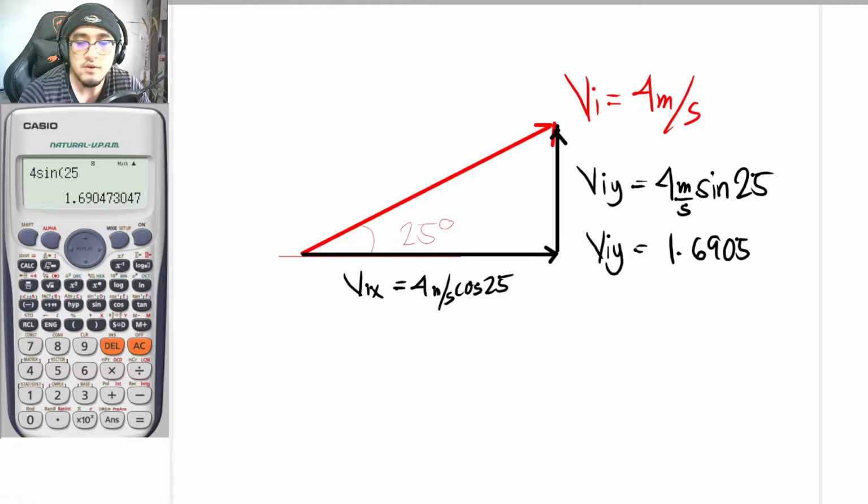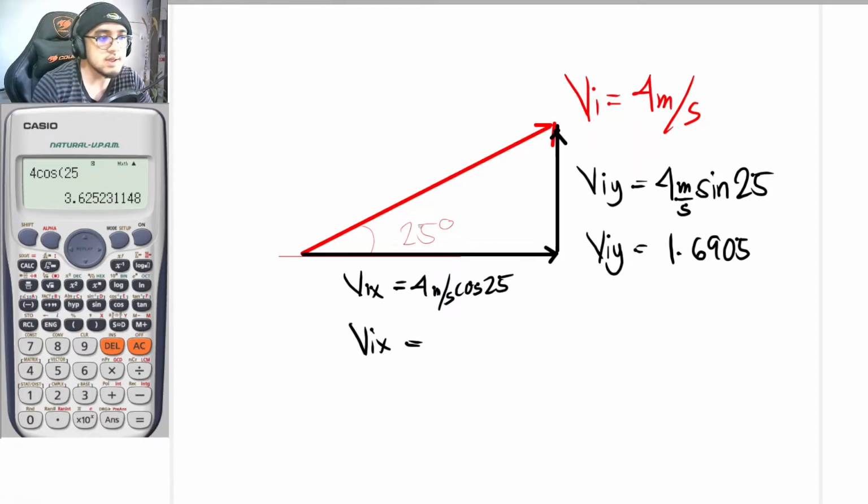And for the ease of my calculation later on, I will now be storing this value to my letter Y in my calculator. So shift store Y. If I click alpha Y here, that is already stored, which is 1.69047347.